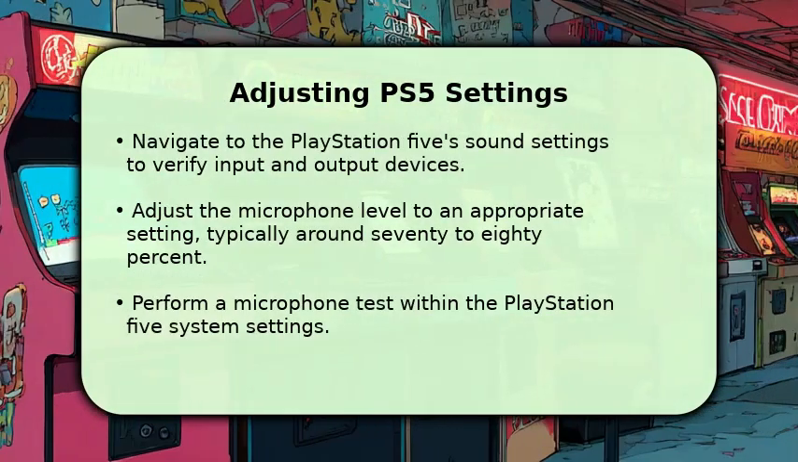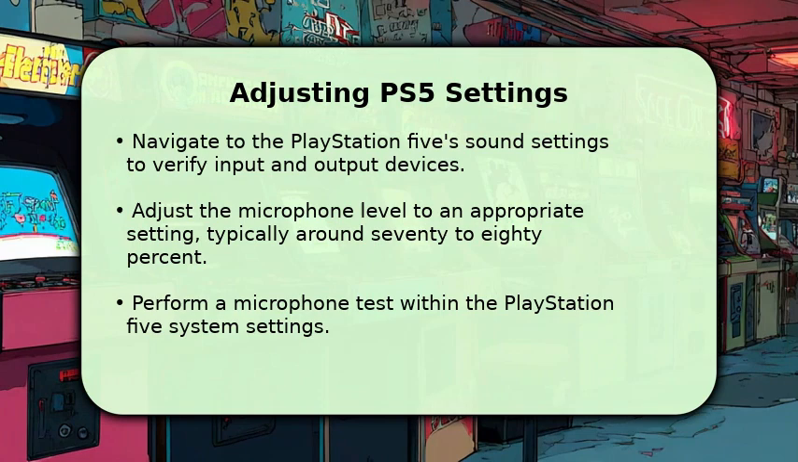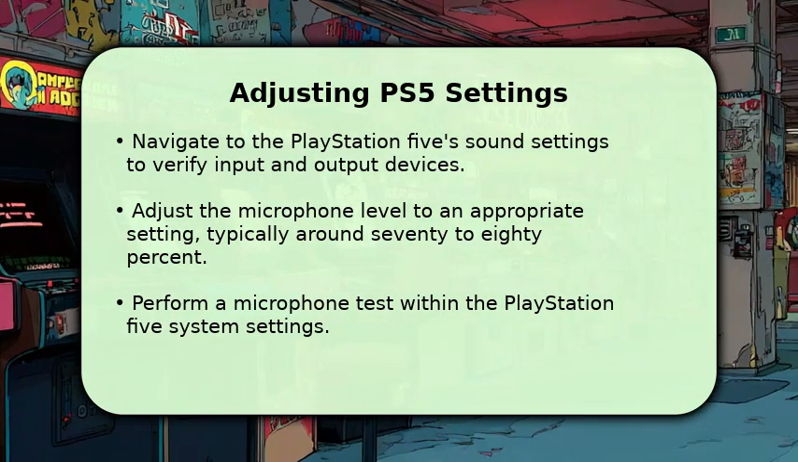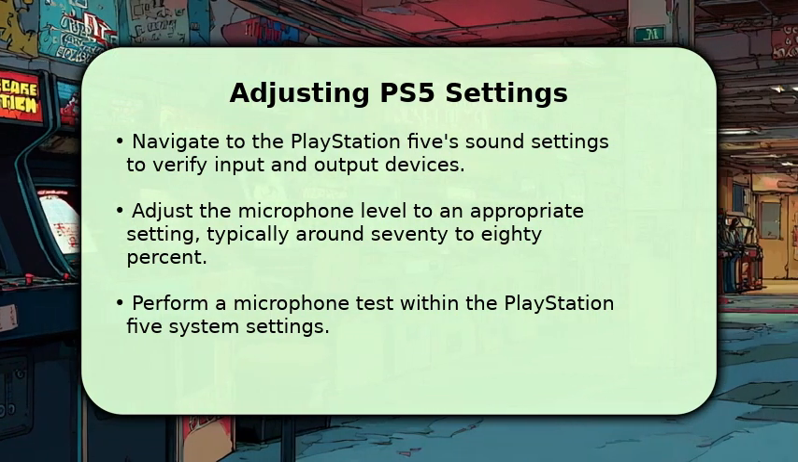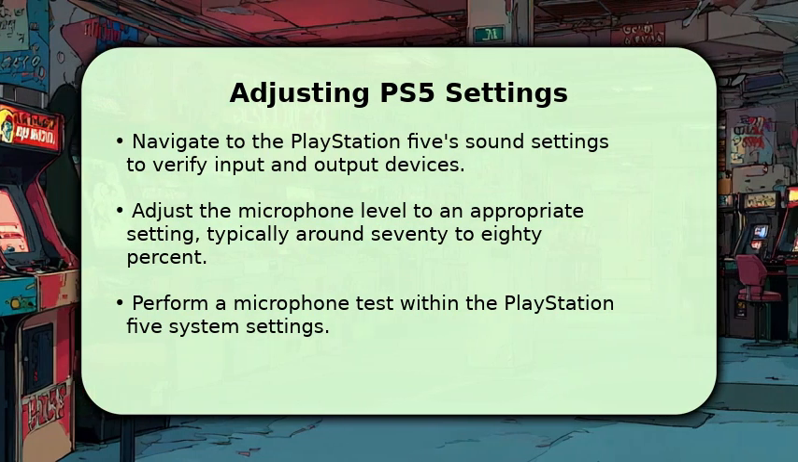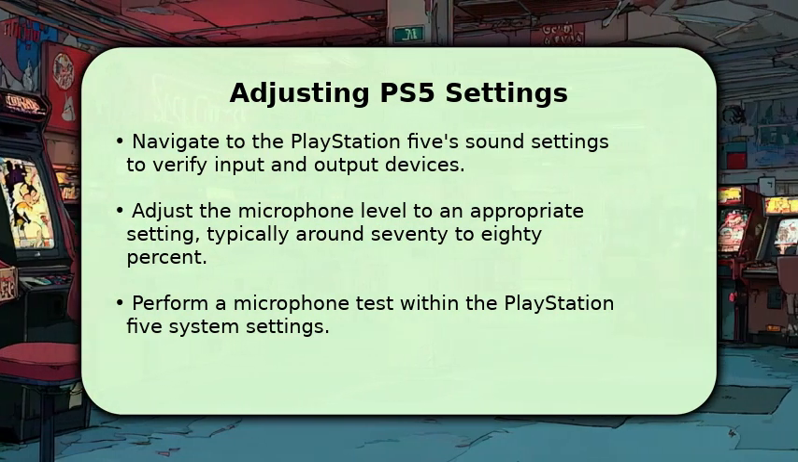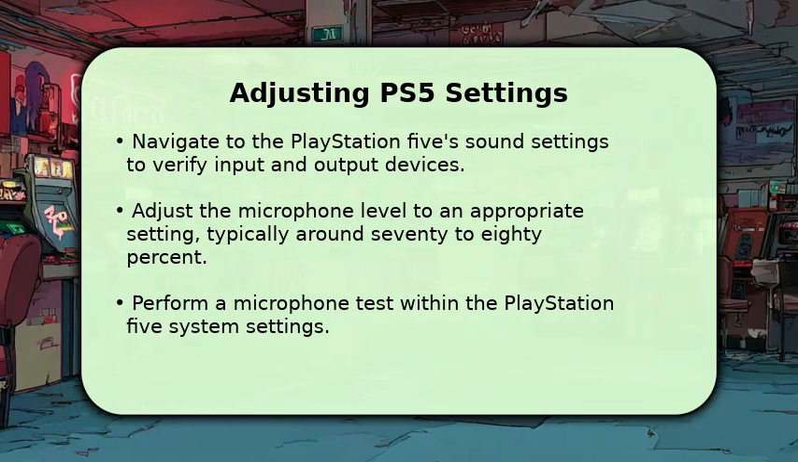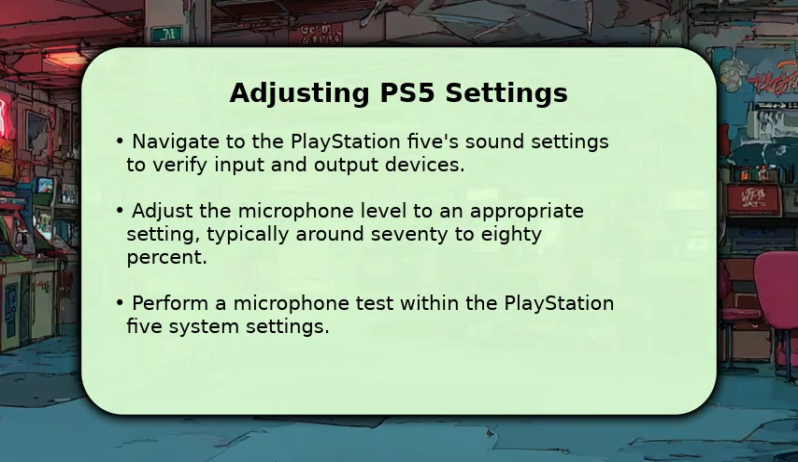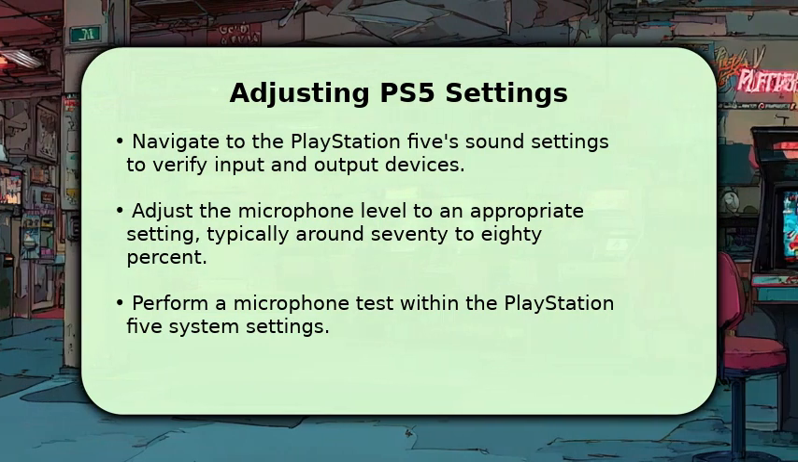Next, let's dive into your PlayStation 5 sound settings. Go to Settings, then Sound, and select Microphone. Make sure the correct input device is chosen, whether it's your headset or the controller's built-in mic. Adjust the microphone level. A good starting point is usually between 70 and 80%. Don't forget to perform the Adjust Microphone Level test to ensure clear audio input.